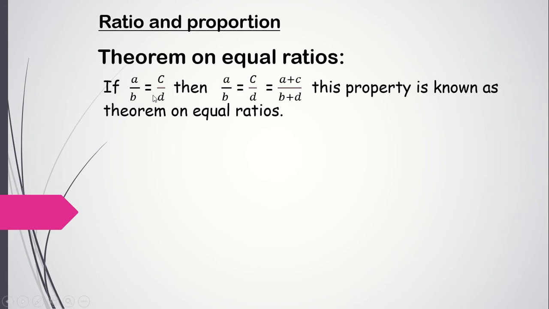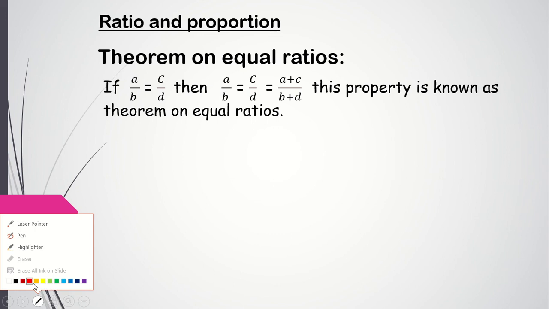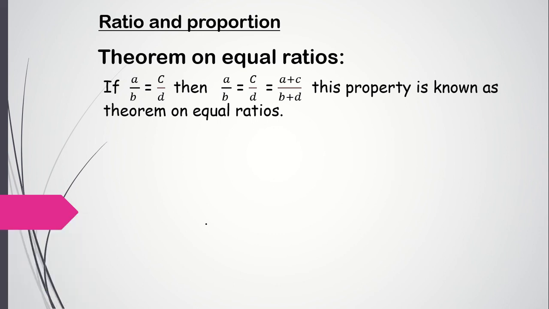If A upon B is equal to C upon D, then A upon B is equal to C upon D is equal to A plus C upon B plus D. This property is known as the theorem on equal ratios. Now you are used to writing proofs in geometry. There is a theorem given, you write given, you write to prove, and then you write the proof. But in algebra we don't have many theorems. Very few theorems we get in algebra.